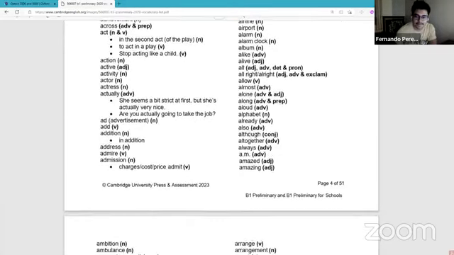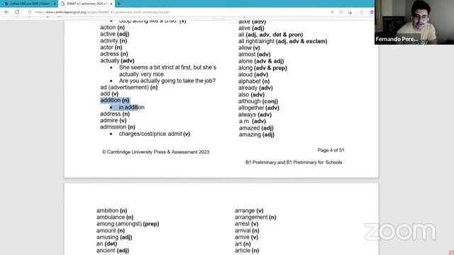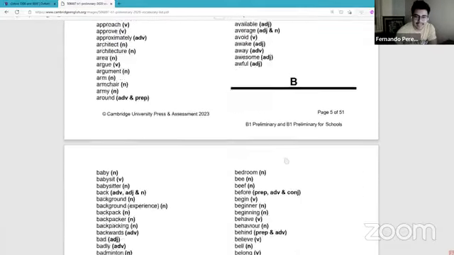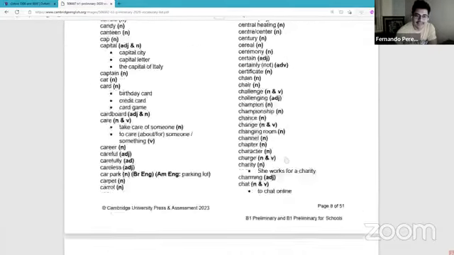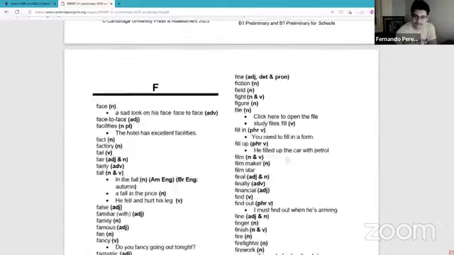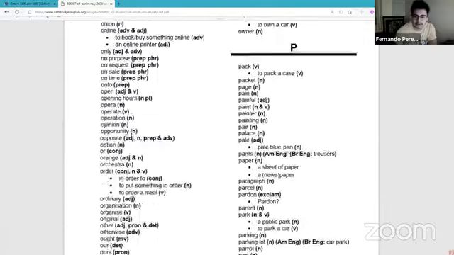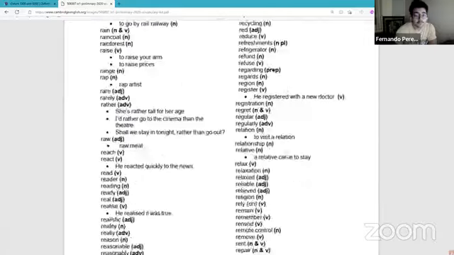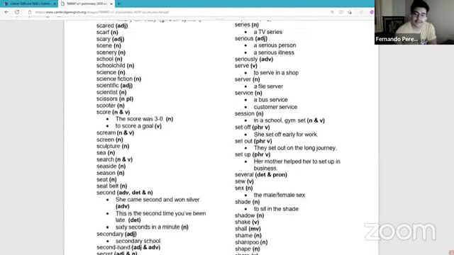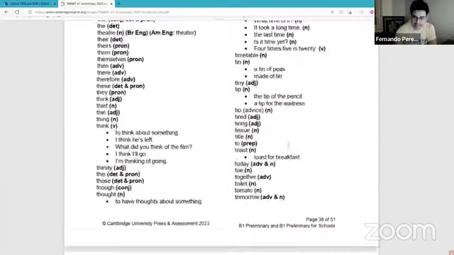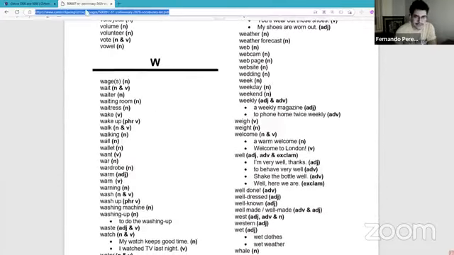There are some connectors, some nouns, some verbs, etc. But in general, this is the list that you need to start studying. It's a small dictionary of a couple of hundred words. You probably know the majority of them, but this list is definitely going to help you a lot in the exam. So let me pass it to you.